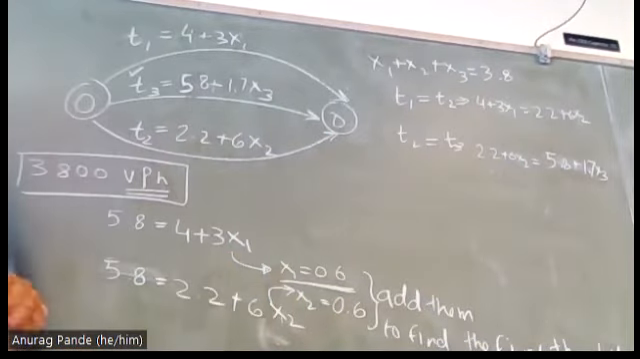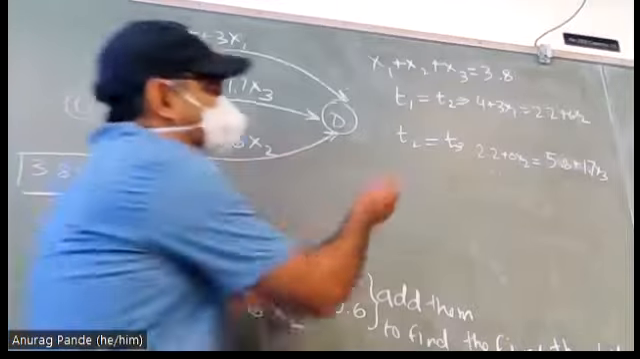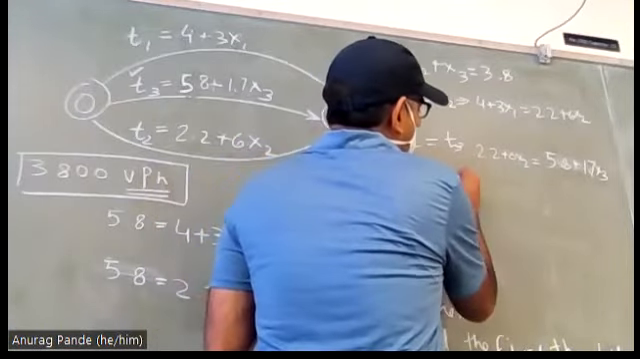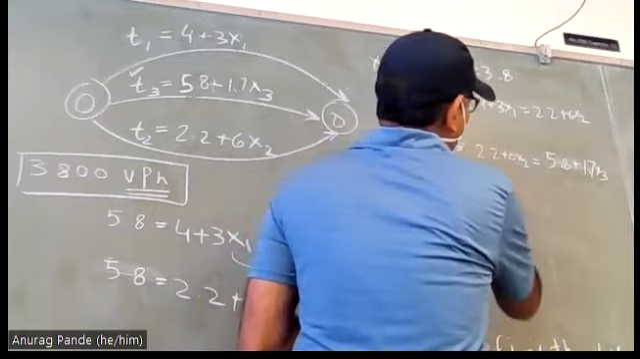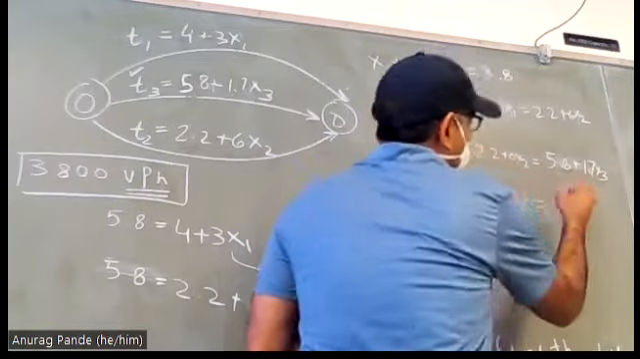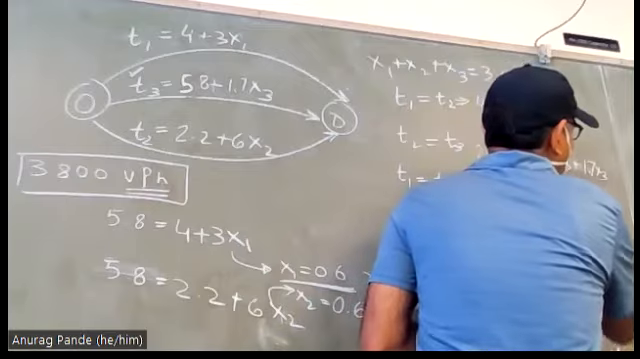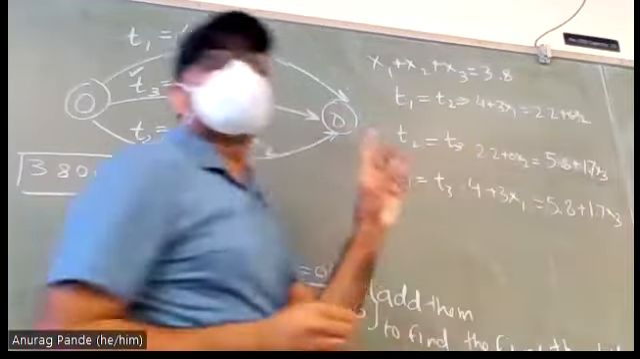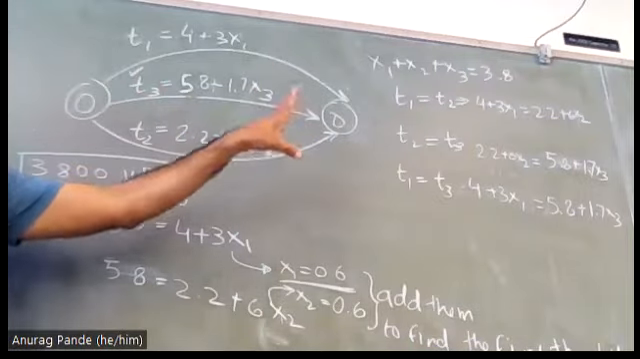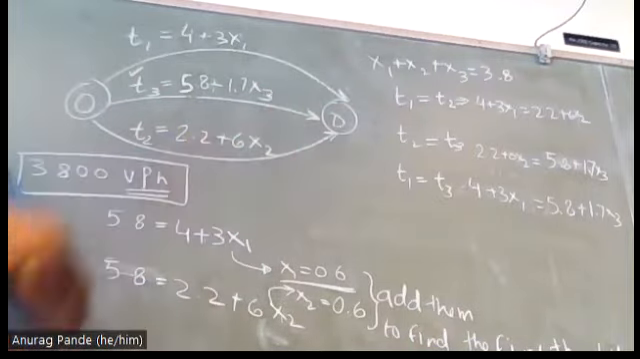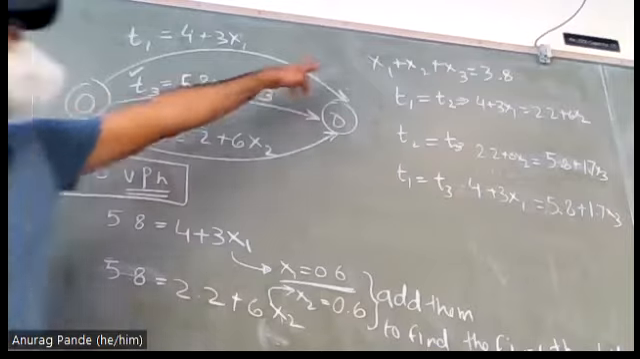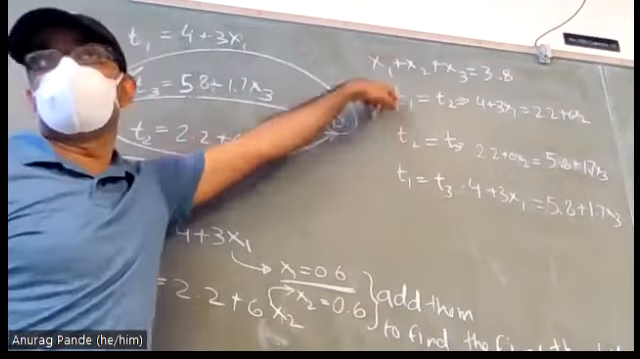Questions about this? Yes, please. Yes, you only had to pick 2, so you could have done T1 equal to T3 as well. You could have done 4 plus 3x1 equal to 5.8 plus 1.7x3. But there is a little wrinkle to this. Yes, you could have done this, but now I have 4 equations. Can I pick any 3? I can't quite pick any of these 3. I have to pick this one and then any 2 between those.